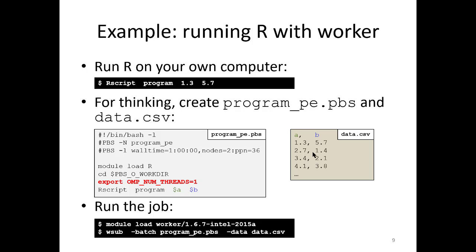To run the job, load the worker module. Again, this is an old version, so use the most recent version of R and of worker. Then you use wsub -batch with the PBS file, -data with data.csv.